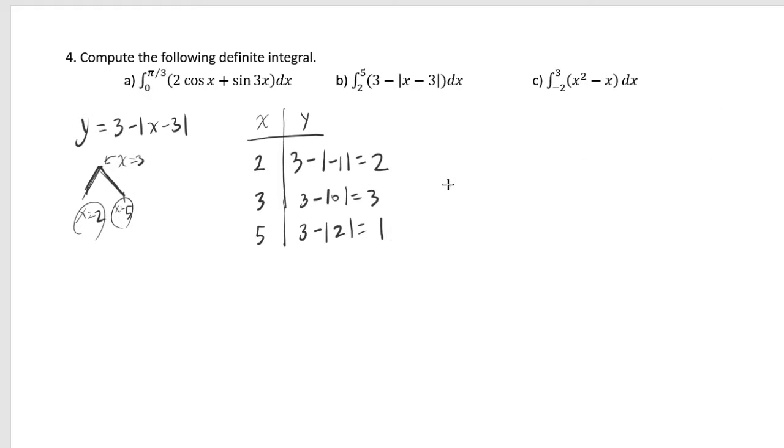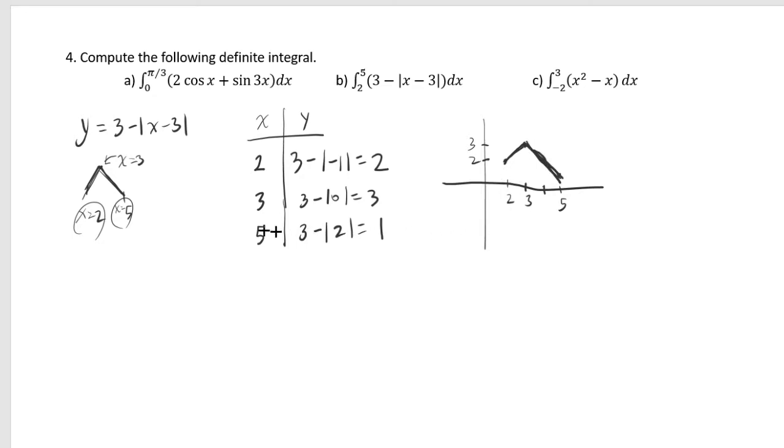Okay, so what is the graph? The graph is that at 2 you get 2, at 3 you get 3, and at 5 you get 1. And make sure you connect them by these two straight lines. I know that it's an upside down V-shape.